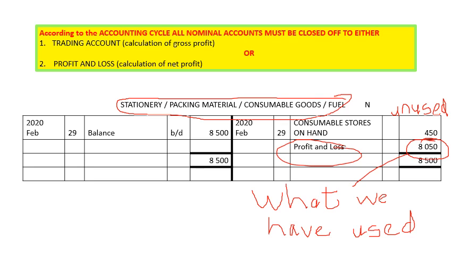I'm going to give you another exercise for homework for tomorrow where you have to practice depreciation, trading inventory deficit, and consumable stores on hand.